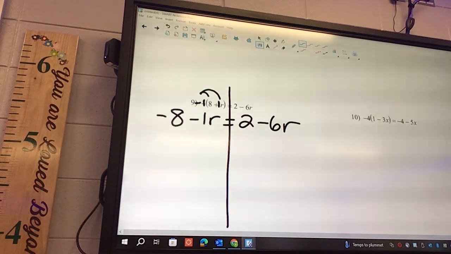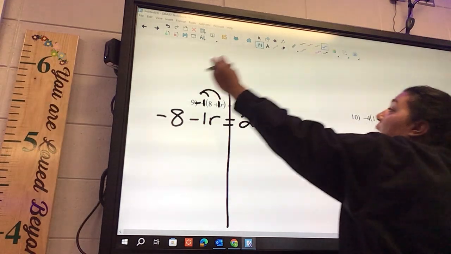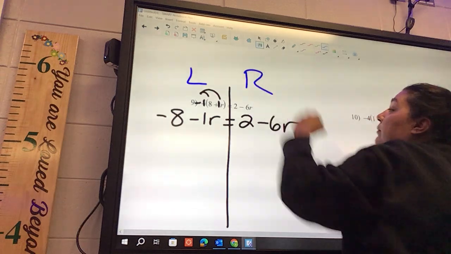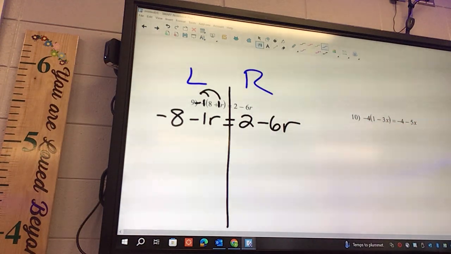Okay, so negative 8, again, I'm just going in order. Negative 8, is that a letter or a number? It is a number. Where is it right now? On the left. Where should it be? On the right, so that means it needs moved.